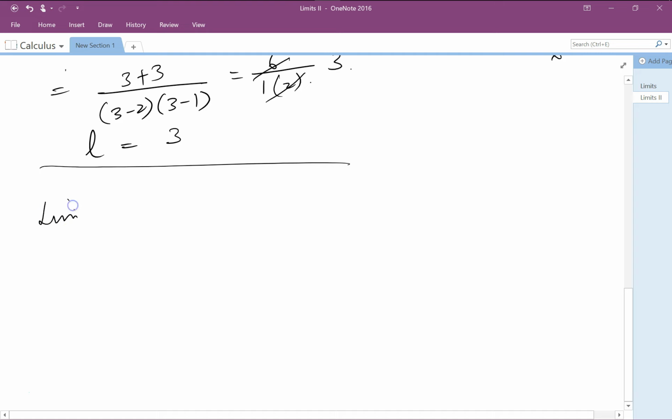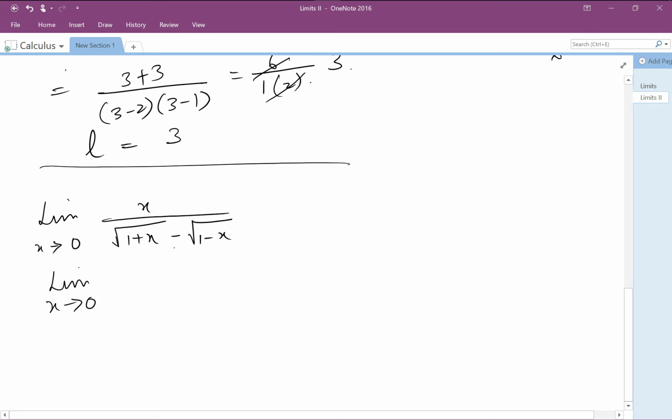A limit of x by square root of 1 plus x minus square root of 1 minus x as x approaches 0. So when it approaches 0, what happens? Square root of 1 plus x becomes square root of 1 minus square root of 1, which is 1 minus 1, so 0. Okay, one thing that we can do here is to remove the square roots from the denominator.